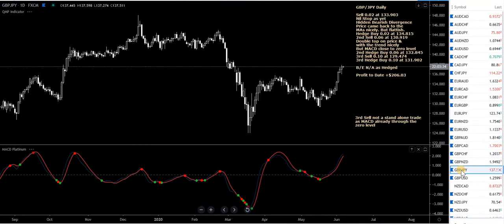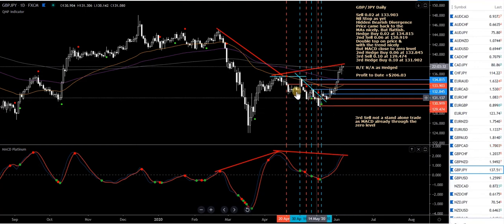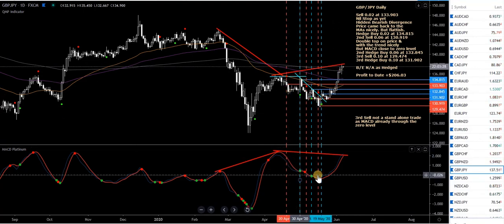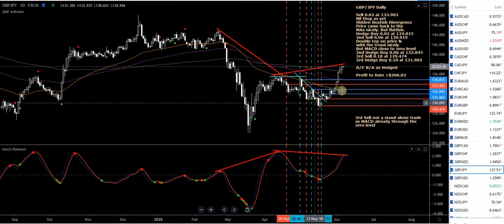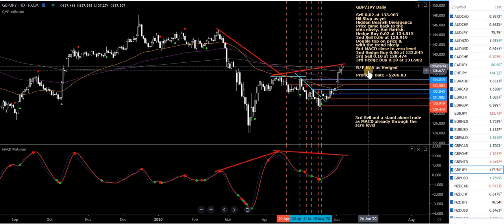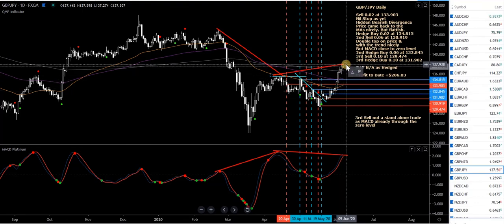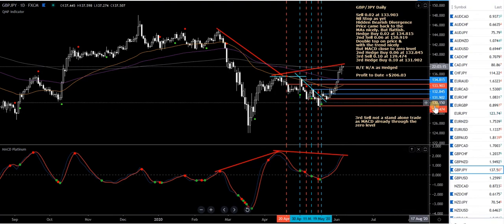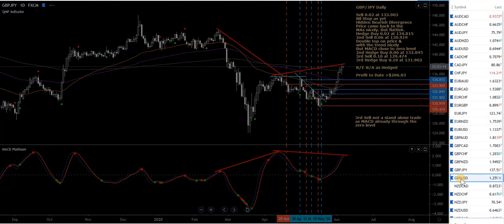Pound yen. Another one that's been a big move up. In a break even, not applicable, as hedged. Waiting on a sell signal now. Whether it happens when it happens, who knows? So just a matter of being patient and waiting.